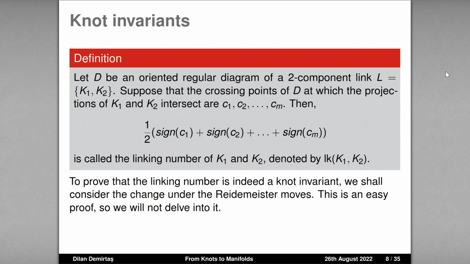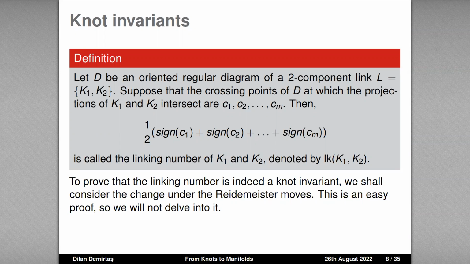And let's find the linking number. So we have an oriented regular diagram of a two-component link, let's say K1 and K2, so that the crossing points of D at which K1 and K2 intersect are C1 to Cm. Then the linking number is half of the sum of the sign values of these crossings. It's called the linking number of K1 and K2, denoted by Lk(K1, K2).